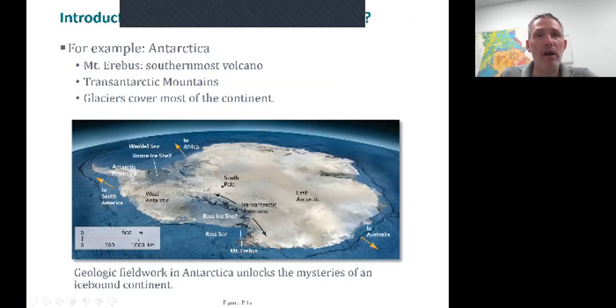So this first image is a photograph of Antarctica, and it covers a lot of different aspects of Earth science. We'll talk about some of these different aspects, but I want to point out it does have a volcano. It has a mountain chain. It's covered in ice, surrounded by water. So lots and lots of Earth science that we're going to be getting into.